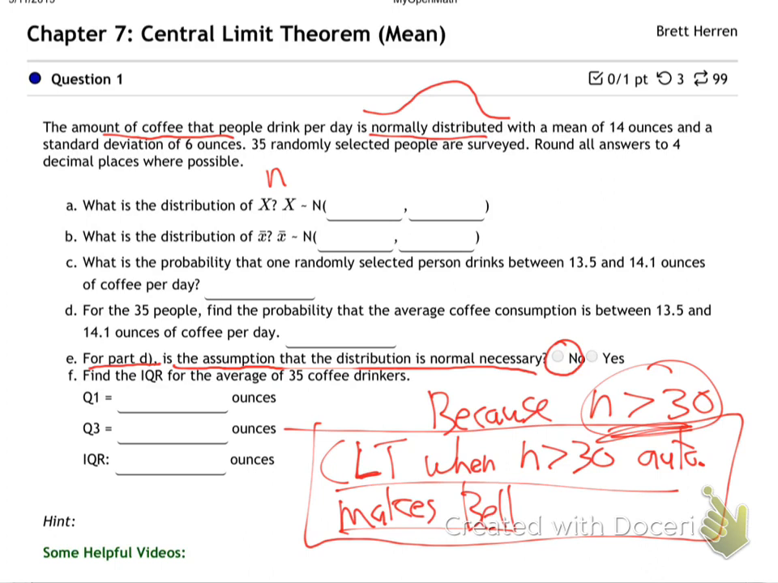So what they're saying is, hey, did you need to know that the original one was normal? And we're saying, no, we didn't even need to know that because we had more than 30 coffee drinkers. It was going to make anything bell. I did not need to know the original was bell.